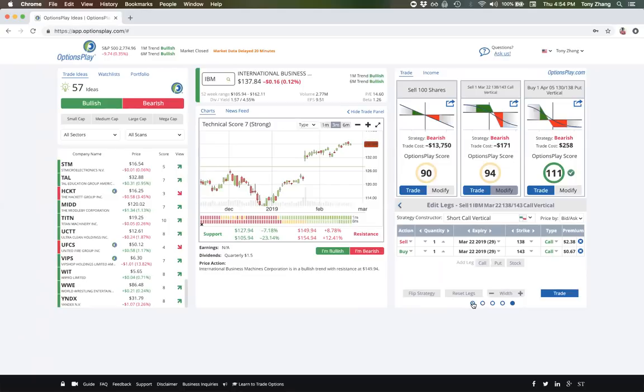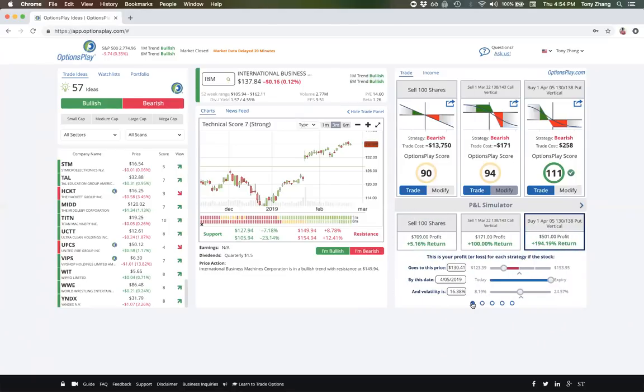IBM's at 137 right now. We're going to utilize our P&L simulator to help us understand these two strategies and see how they perform with different outlooks. The first outlook I had was that this stock has rallied 30%. It's likely going to, at the very least, pause before it continues moving higher. And we've seen a lot of that over the last few weeks. It really hasn't moved much higher in the last 3 weeks or so. It was at 134 just a few weeks ago, and it's pretty much been around 134 until just a few days ago, and pulled back a little bit today.